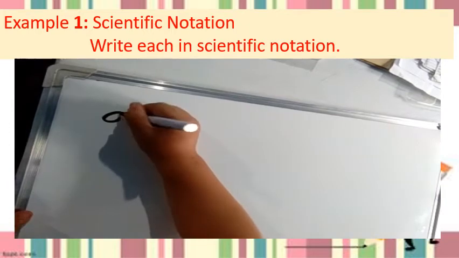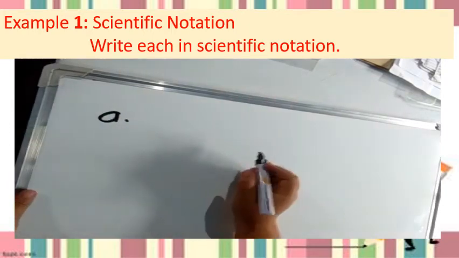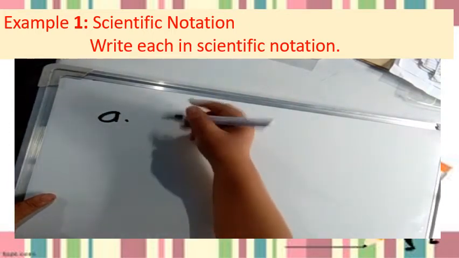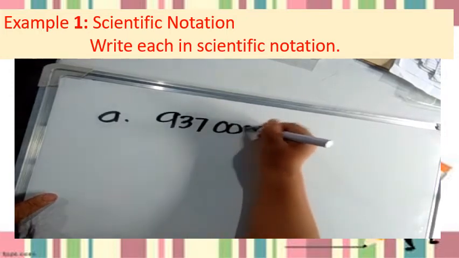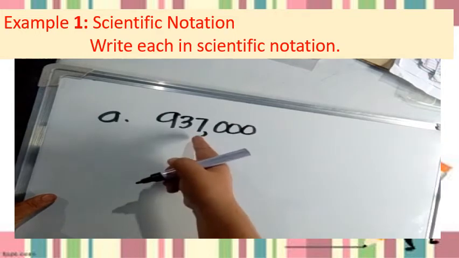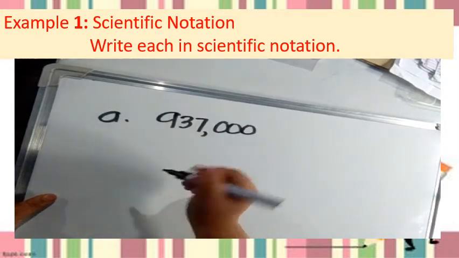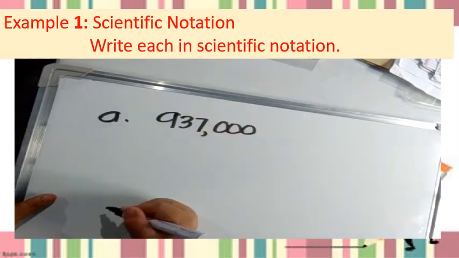Okay, let us have example letter A. Write each in scientific notation. So, the given is in standard form. So, we have 937,000. And then, we are going to rewrite this into scientific notation.